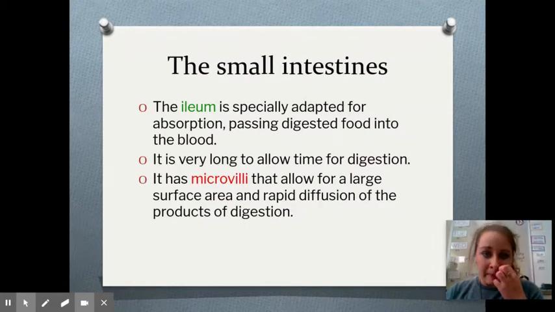Okay, the ileum is specially adapted for absorption. So food goes here so that our body can absorb it and put the nutrients into our bloodstream. It is very long. The small intestine is very, very long, and it is so long because our food needs to digest, and we need to absorb as much nutrients from our small intestines as possible. There are things called microvilli. These allow for the large surface area and rapid diffusion or rapid absorption of the products of digestion.